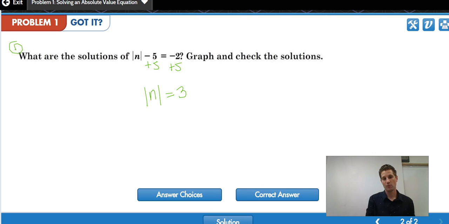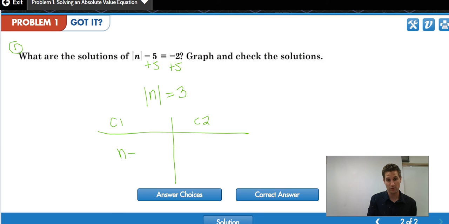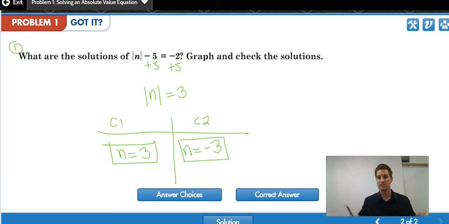Okay? So once we have the absolute value, this is when I break it down into case 1 and case 2. Okay, because we have 2 different cases. This is going to go very fast because n could equal positive solution here, 3, or it could equal the negative solution. And since there's nothing else to solve, we're done. Let's get another one.